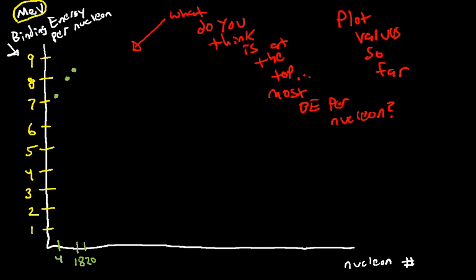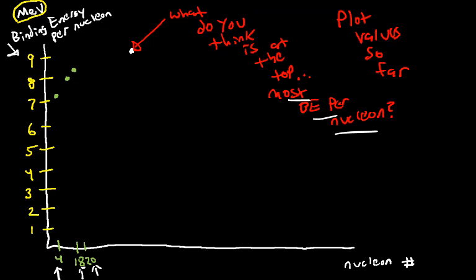So let's go ahead and plot the ones that we have so far. We have 4 nucleons here, and then there's our binding energy for 18. There's our binding energy for the 20. That's our binding energy. So the question is, what do you think is right here? What's the binding energy up here? And that has the most binding energy per nucleon.